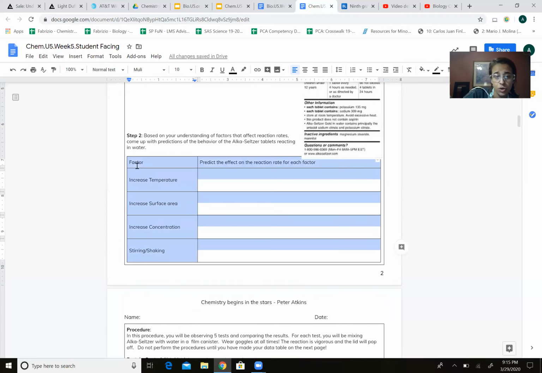So you have this whole table to fill out at the bottom of page 2 under step 2. So based on your understanding of how temperature, surface area, concentration, and stirring and shaking are going to affect a reaction, think about, is this causing more collisions to happen? And more collisions means what in terms of reaction rate? So pause me right now to complete step 2 on the bottom of page 2 and tell me how all these factors you think are going to affect the rate of your reaction.